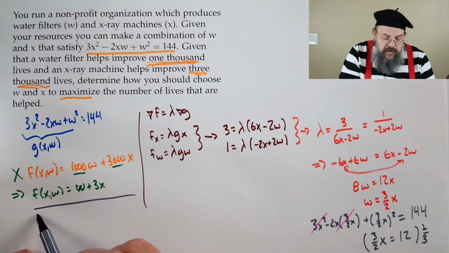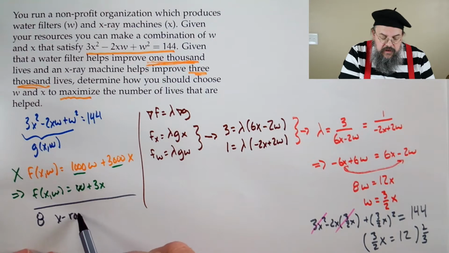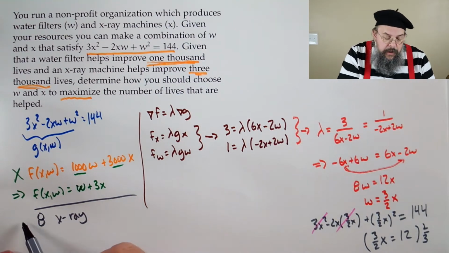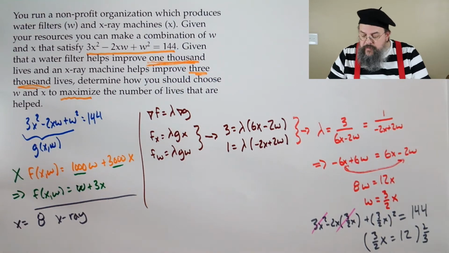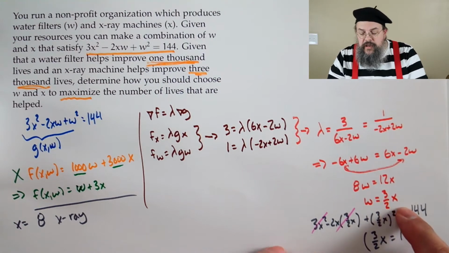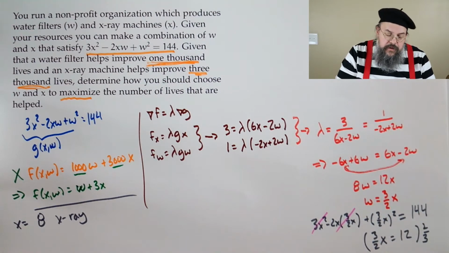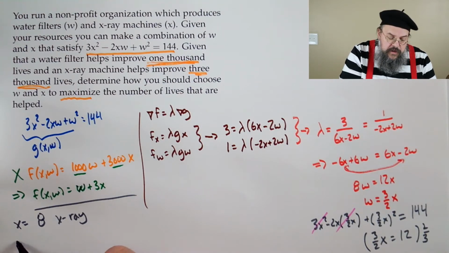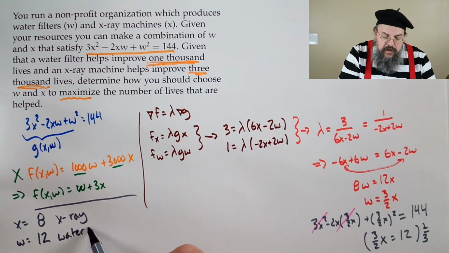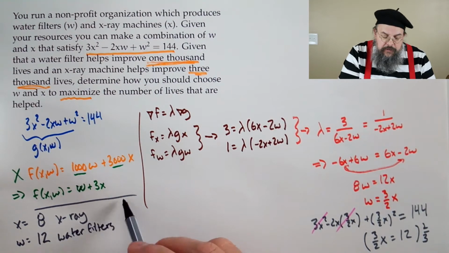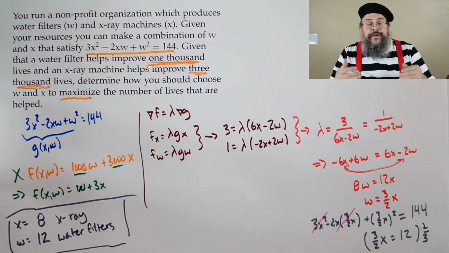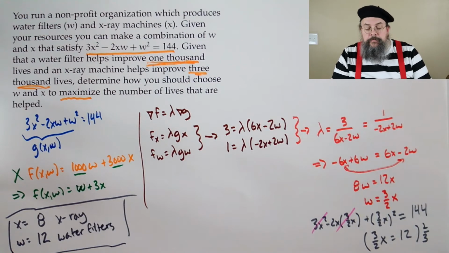So we should have 8 of our X-ray machines. Now that you know x, great. How about w? Well, take 3/2 times x. 3/2 times 8, 24 divided by 2, is 12. So that says w should be 12 water filters. And there we go. That was the only solution we got, so that should be our answer.